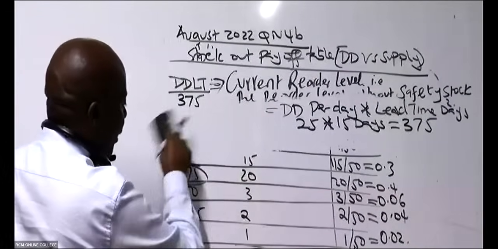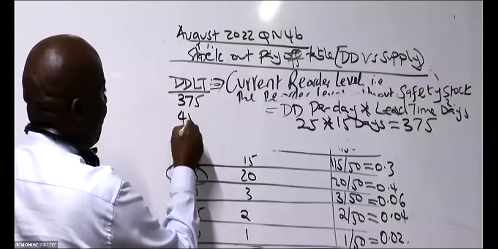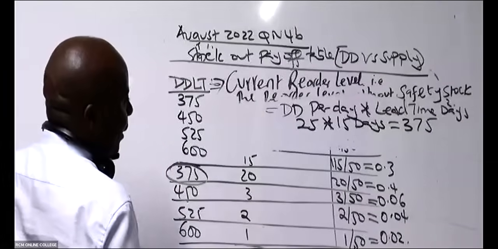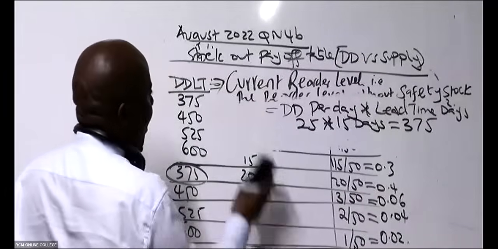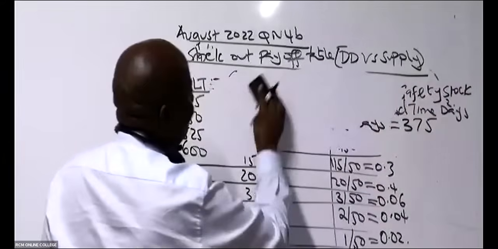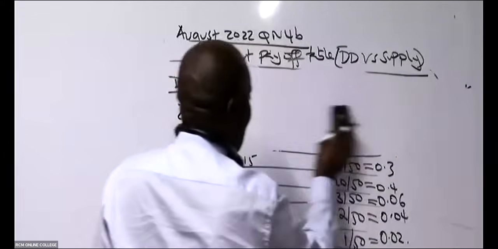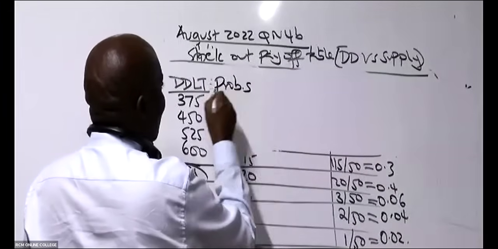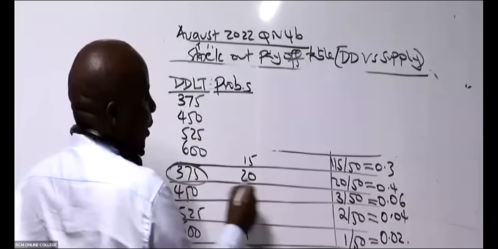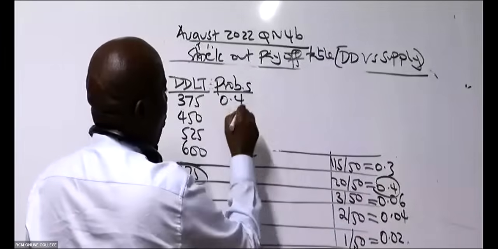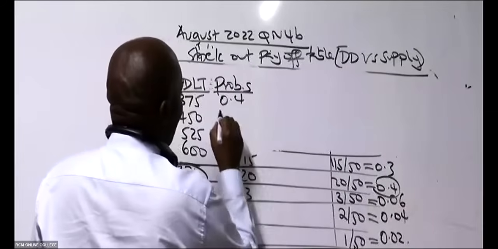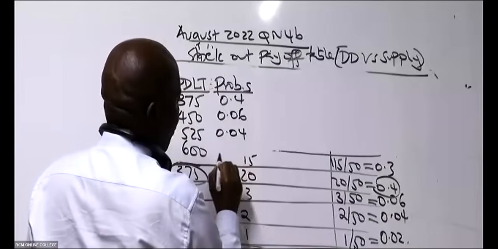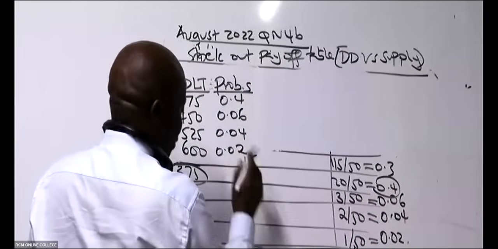So 375, then we have 450, then 525, then here 600. And then their probabilities are given. So we come here and write probabilities. Probability of 375, I know the probability is 0.4. Probability of 450 is 0.06. Probability of 525, I can see it is 0.04, and the last one is 0.02.